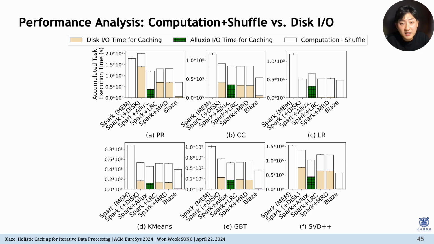Let's check out the task execution time for the recomputation overhead and the disk I/O overhead. One thing I would like to highlight here is that while the default Spark uses up to 70% of the execution time on disk I/O overheads, we can see that Blaze reduces the disk I/O overhead by 95% on average by using the constrained memory space in a more effective and efficient manner, and thus by incurring fewer evictions overall.